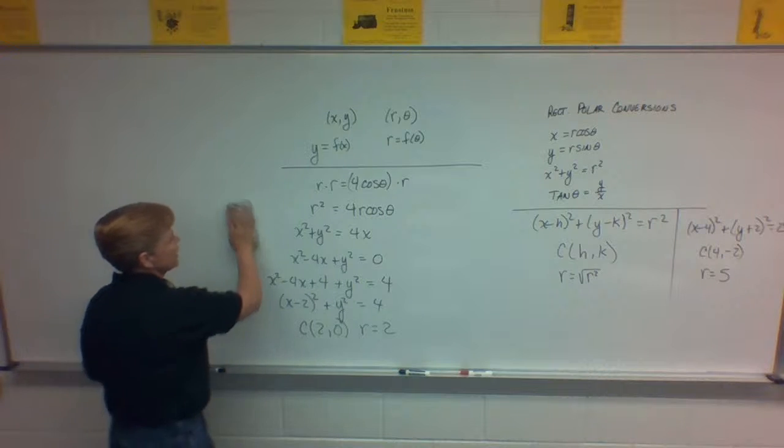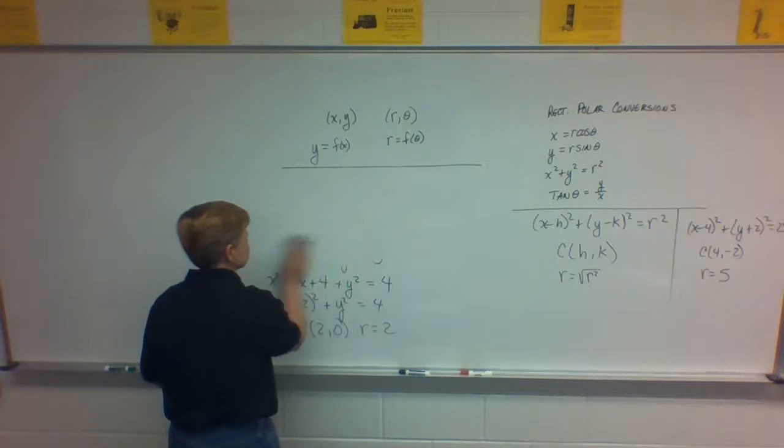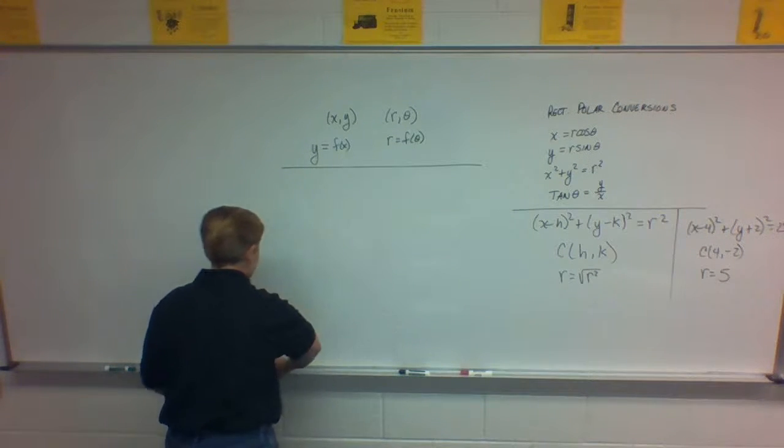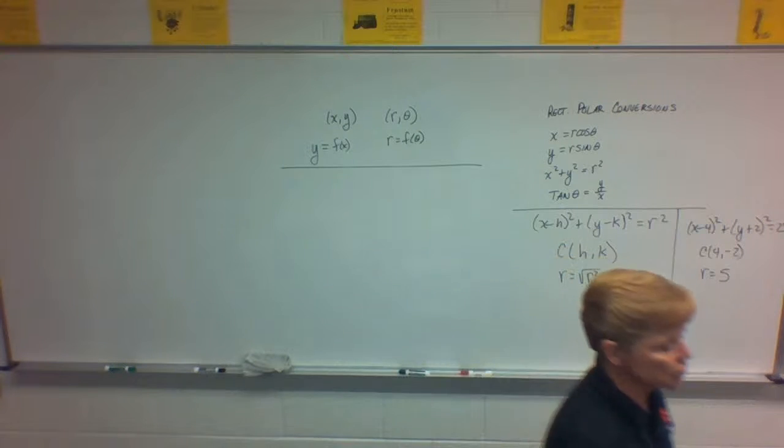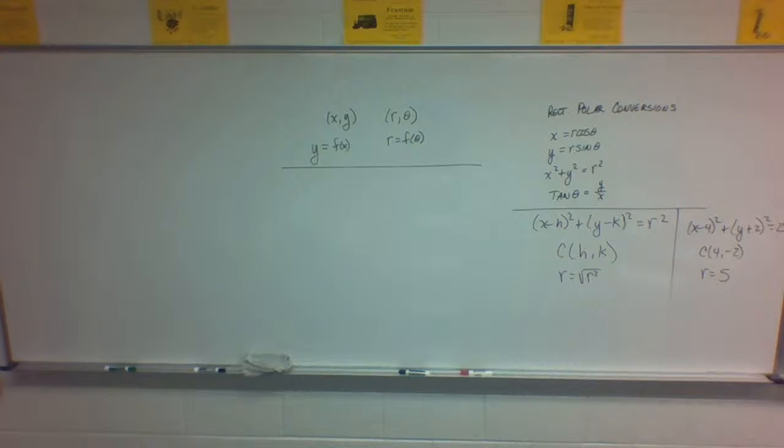This next one actually has an example attached to it, so we'll try that one. Please don't look at the solution. See if you can try to start to apply these things a little bit. We have r equals 4 secant theta.